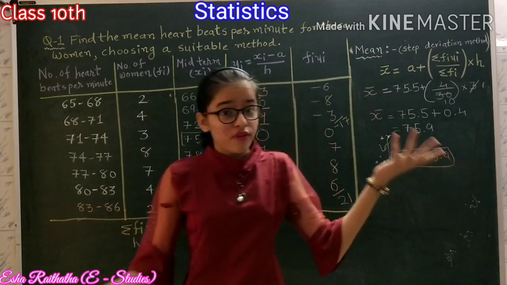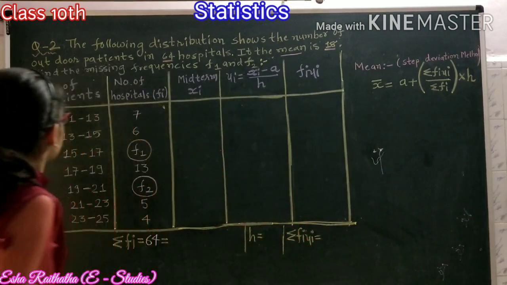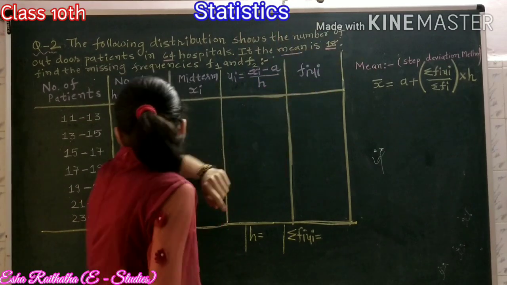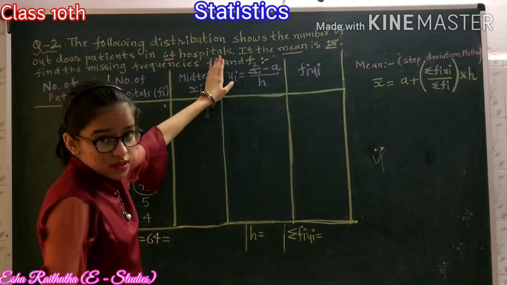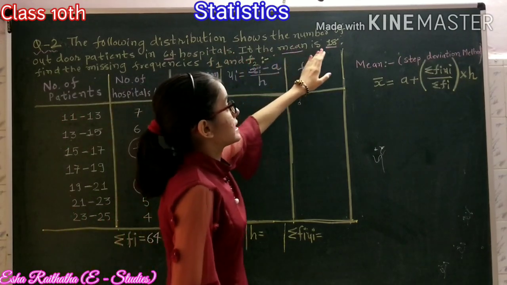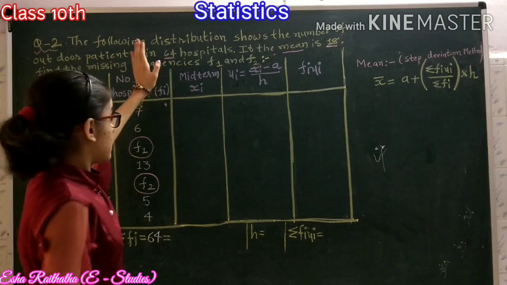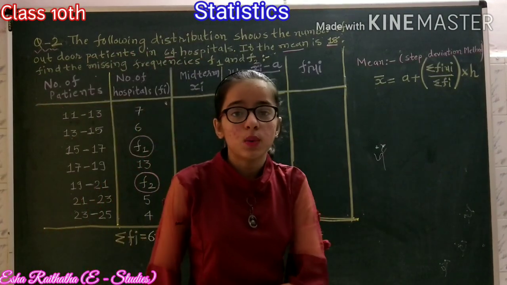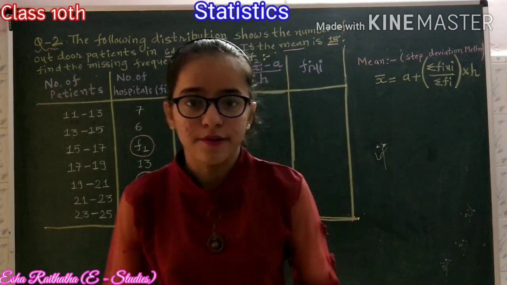Hey guys, we have to find it. Question number 2. The following distribution shows the number of outdoor patients in 64 hospitals. If the mean is 18, find the missing frequencies F1 and F2. So here we have to find the missing frequencies, that is F1 and F2.